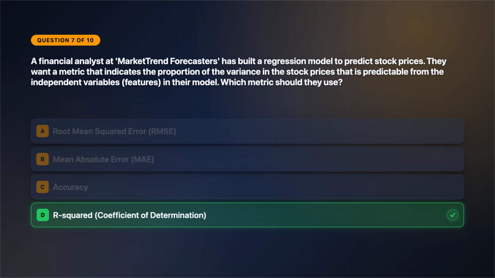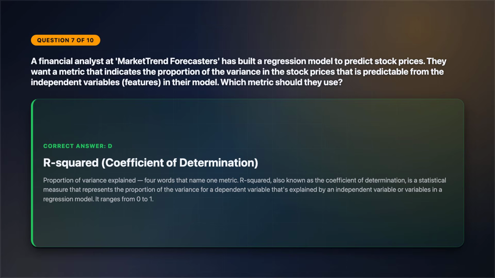The correct answer is option D. Proportion of variance explained. 4 words that name one metric. R squared, also known as the coefficient of determination, is a statistical measure that represents the proportion of the variance for a dependent variable that's explained by an independent variable or variables in a regression model. It ranges from 0 to 1.